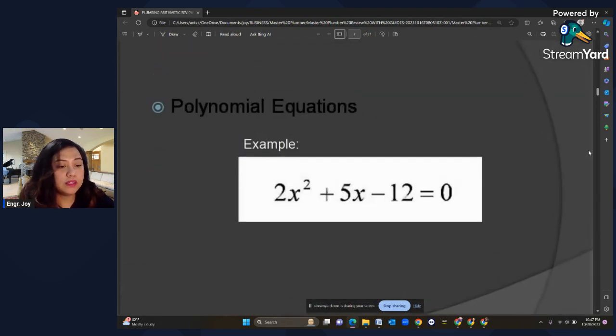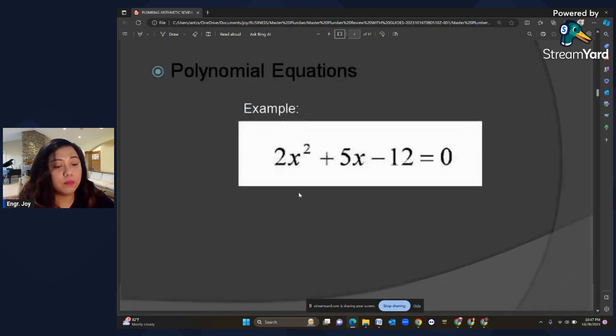So, polynomial equations. This is kind of a quadratic equation because of the degree of 2. Pag tatlo siya, that is cubic. Pag apat yung degree niya, that is a quartic. So, in this case, this is a polynomial equation.